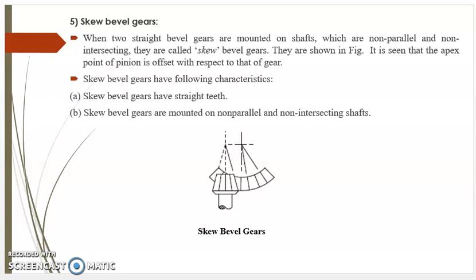Skew bevel gears. When two straight bevel gears are mounted on shafts which are non-parallel and non-intersecting, they are called skew bevel gears. They are shown in figure. It is seen that the apex point of pinion is offset with respect to that of gear. Skew bevel gears have the following characteristics. First, skew bevel gears have straight teeth. Second, skew bevel gears are mounted on non-parallel and non-intersecting shafts. This is the diagram of skew bevel gears.